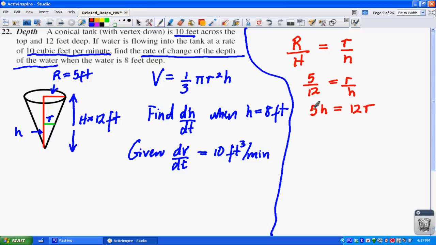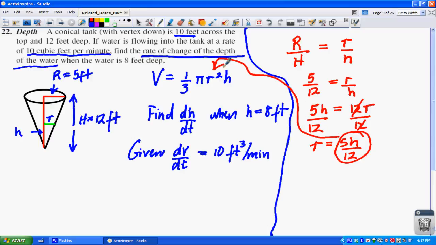To eliminate R, I'm going to solve for R here. I'm going to divide both sides by 12, and I'm going to get R equals 5H over 12. So the radius is 5/12ths of the height, basically. It's smaller. It's 5/12ths of the height. And I'm going to plug this into the volume formula before I differentiate, to eliminate R, so that everything is in terms of H. Good? That's the plan.